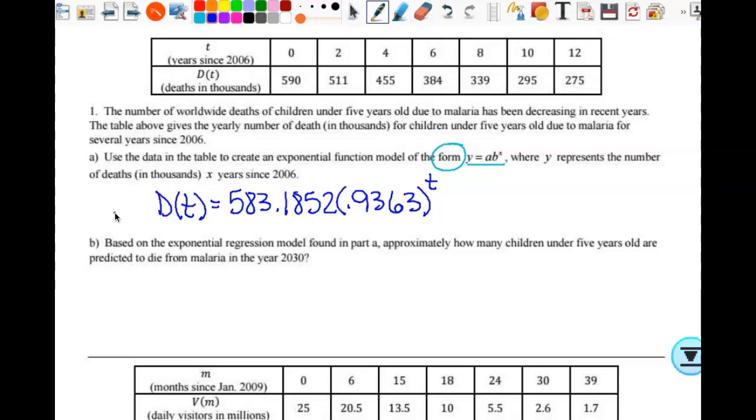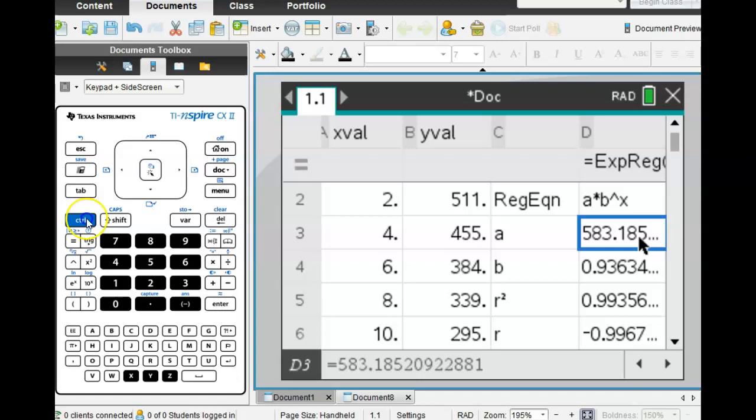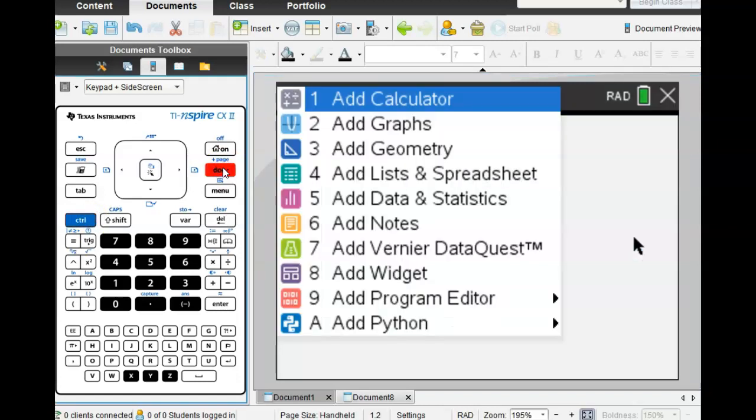Anyway, we're going to do this, and it says, approximately how many children under 5 years old are predicted to die from malaria in the year 2030? So am I looking for D of 2030? No. What am I looking for? D of 24. So let me show you what not to do. First of all, I'm not going to do it by hand, that's for sure. But I'm going to go in here, I'm going to add a calculator, which is fine to do.